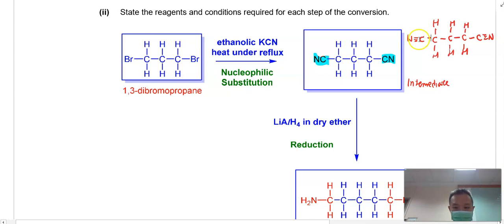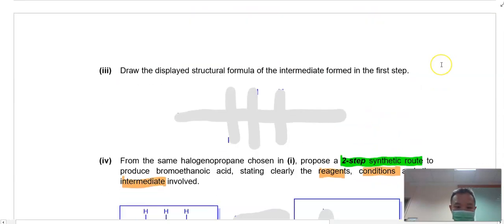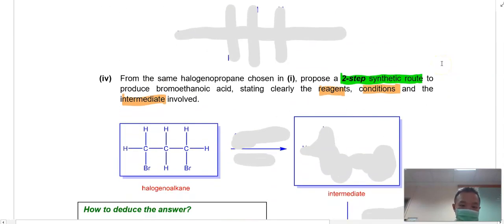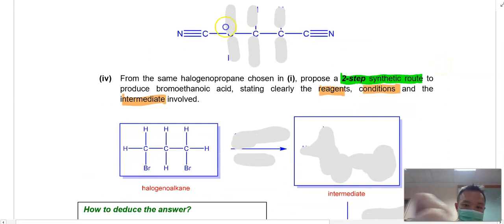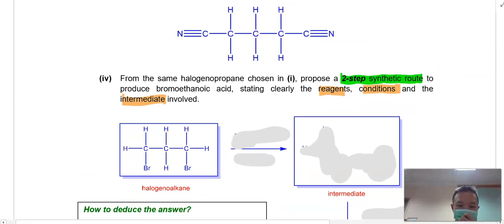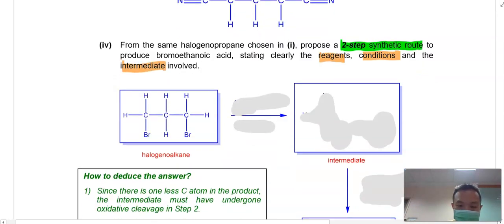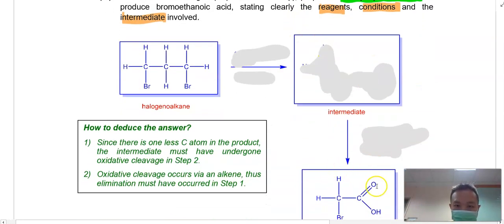Okay, can? If not, we'll move on to the last part of 5b. Okay, so from the same halogenopropane chosen in part 1, propose a 2-step synthesis route to produce bromoethanoic acid. Now, what's bromoethanoic acid? This is bromoethanoic acid, stating clearly the reagents, conditions, and intermediate. Again, the intermediate is not the carbocation intermediate. The intermediate is basically the in-between step before we get bromoethanoic acid.